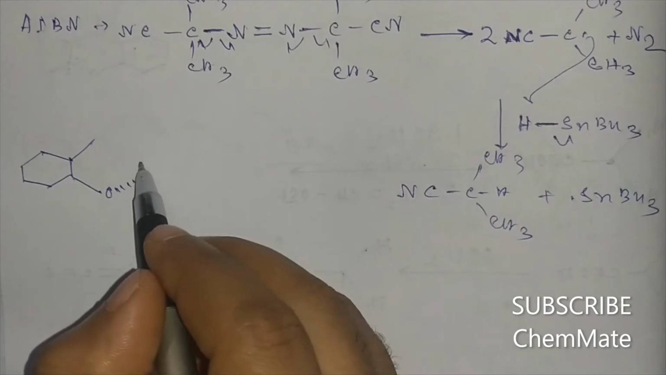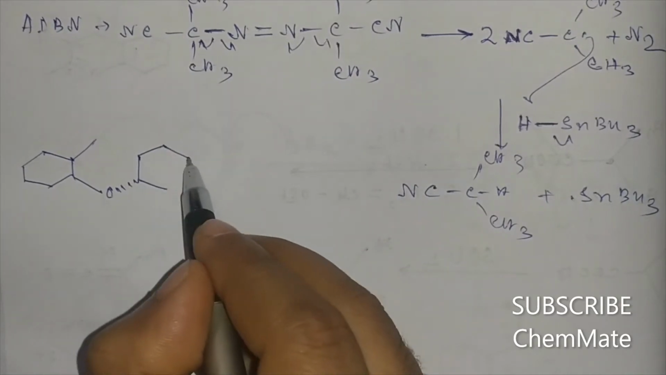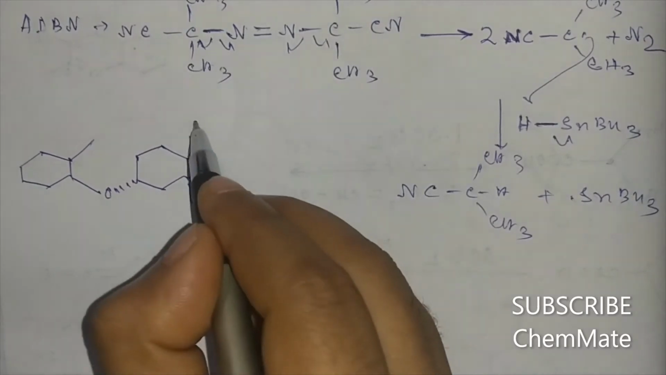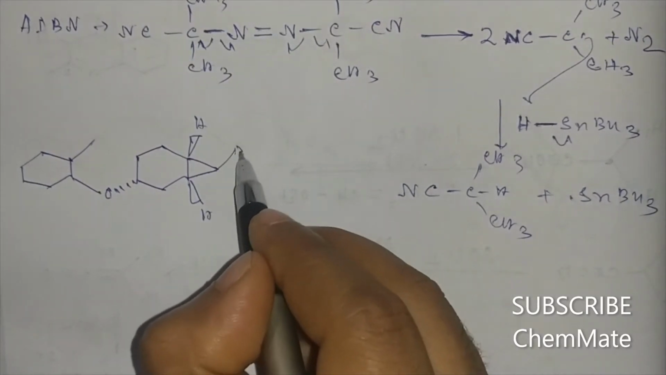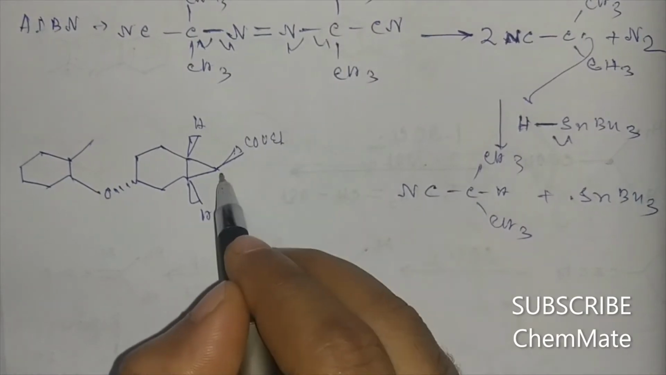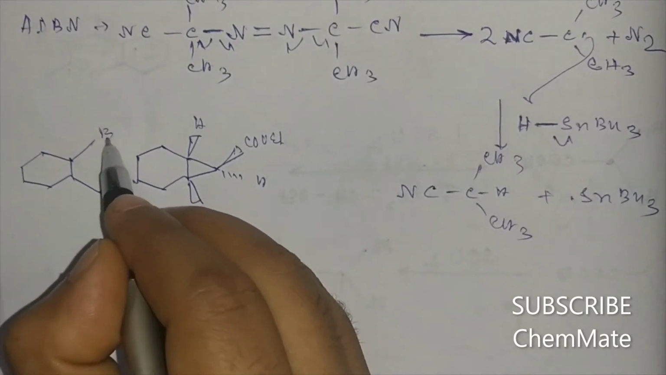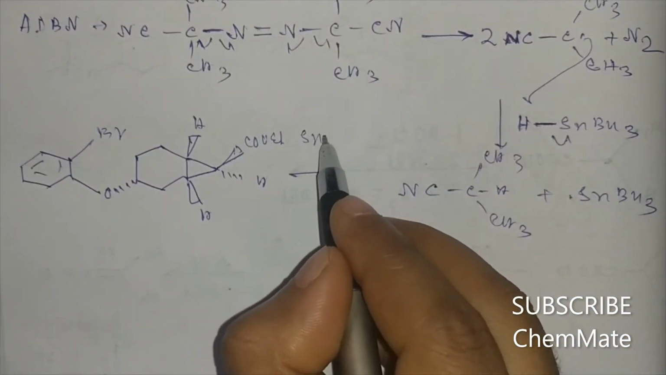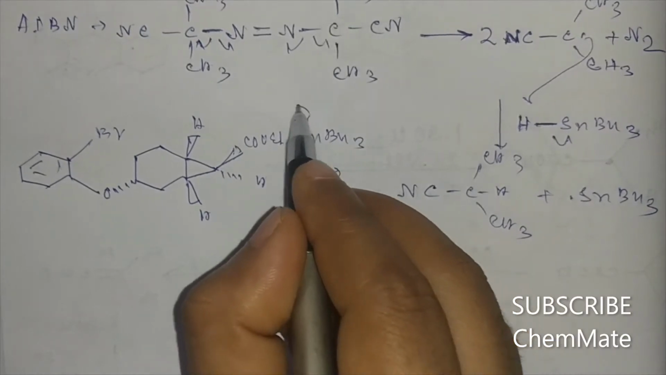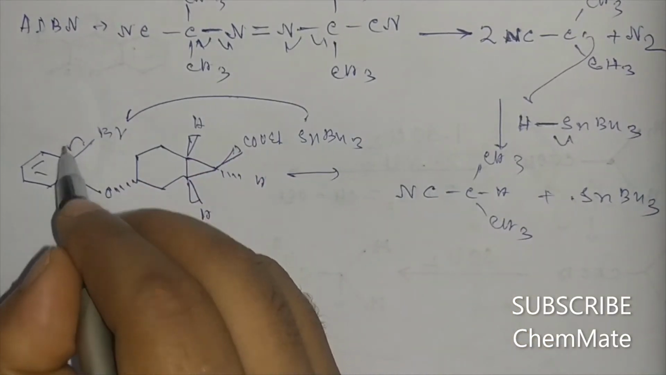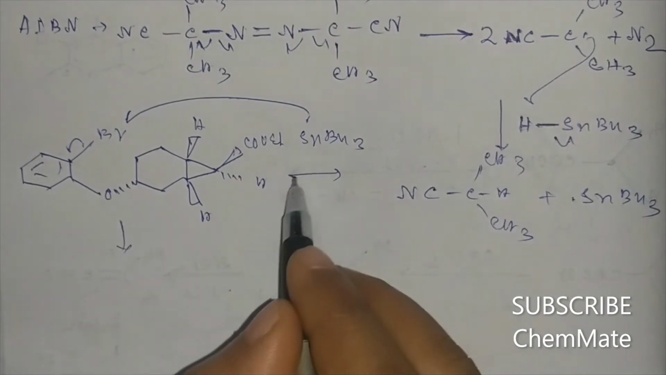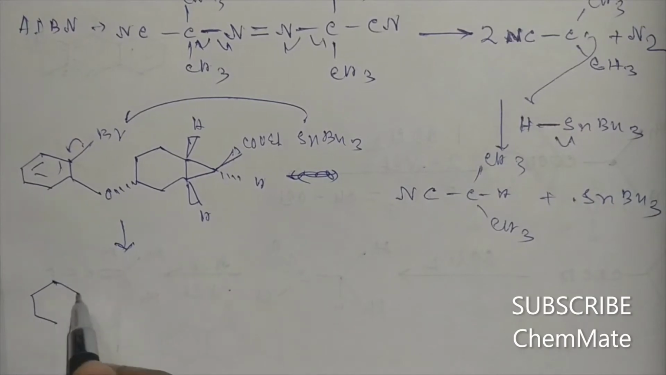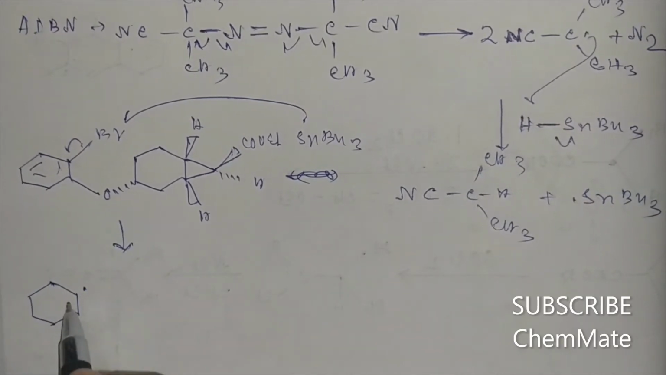So what will happen? We'll discuss it. A radical addition reaction will take place here. We'll go through the detailed mechanism with stereochemistry. So this SnBu3 radical will act on this halide and a radical will generate. So the radical will generate here.